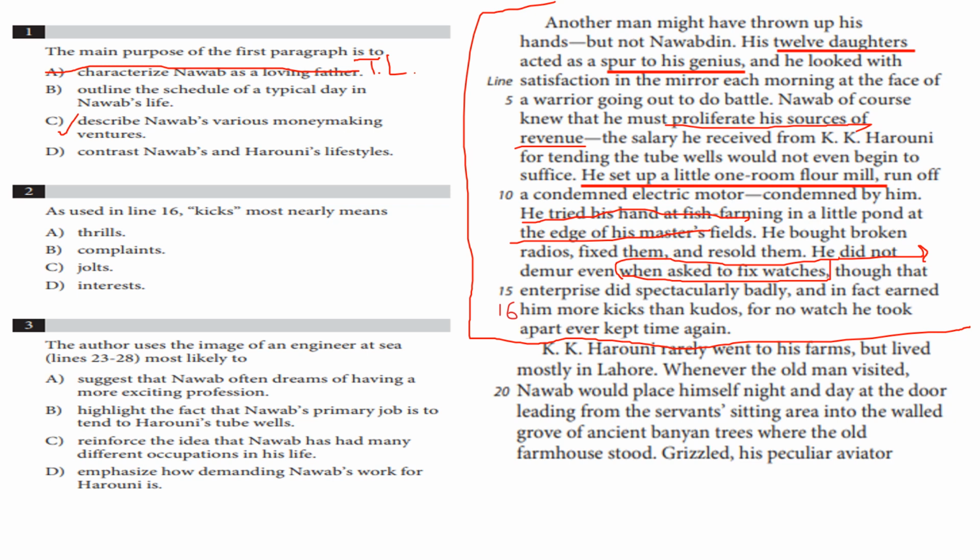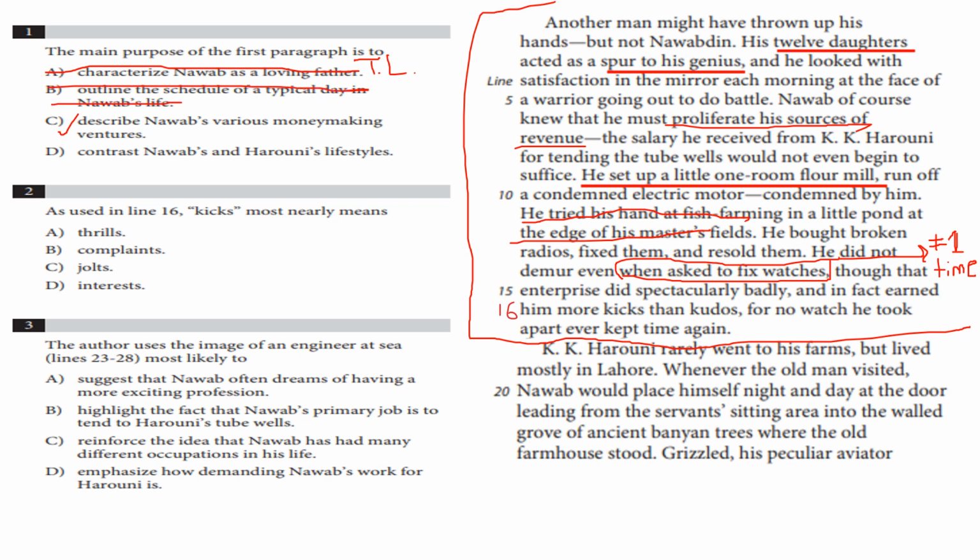So let's go over this. This is not one time. This is kind of written in general. And how do you know? You have a conditional here. It says, when asked to fix watches. It doesn't describe, see how it says KK Haruni, it doesn't come here and say Jenna, Asraf or something, Musrat Narubi came and asked him to fix a watch. It doesn't give specifics. So it cannot be the outline of the schedule of a typical day in Nawab's life.